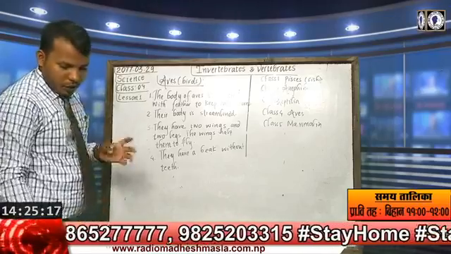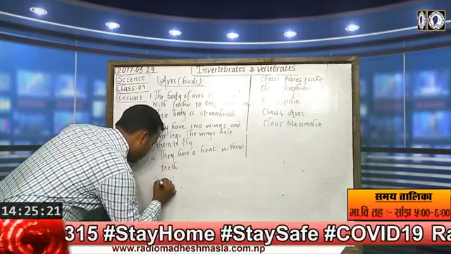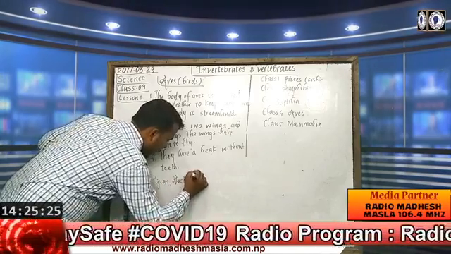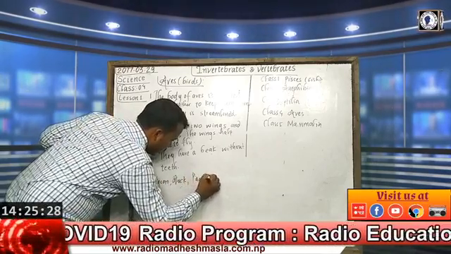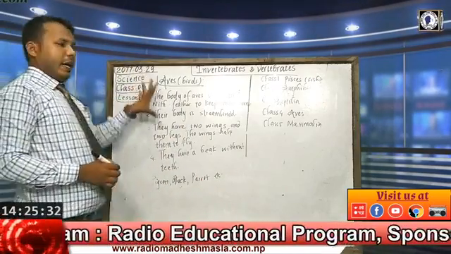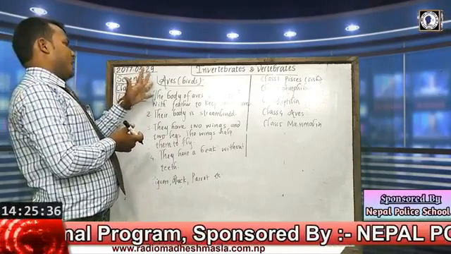Examples: pigeon, dog, parrot. These all are examples of aves. Once again, what are the characteristics of aves?